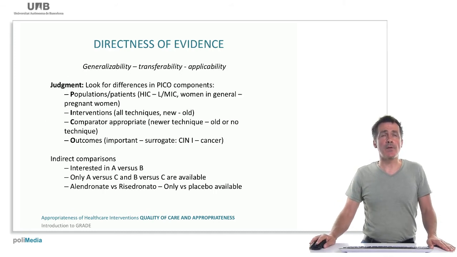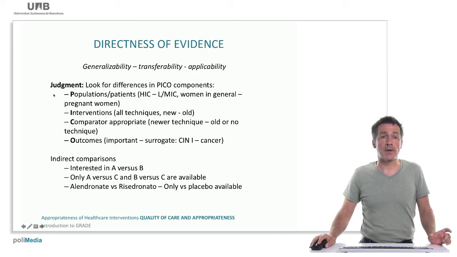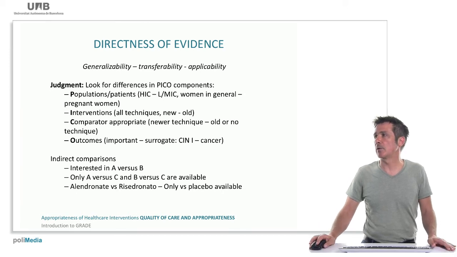Okay, the other factor, the fourth, it's the directness of the evidence. You can call it different ways: generalizability, transferability, applicability. And we have to see whether the evidence we are reviewing is directly applicable or it's reflecting our question of interest in regards, again, to the different components of our PICO question: population, intervention, comparator, or outcomes.